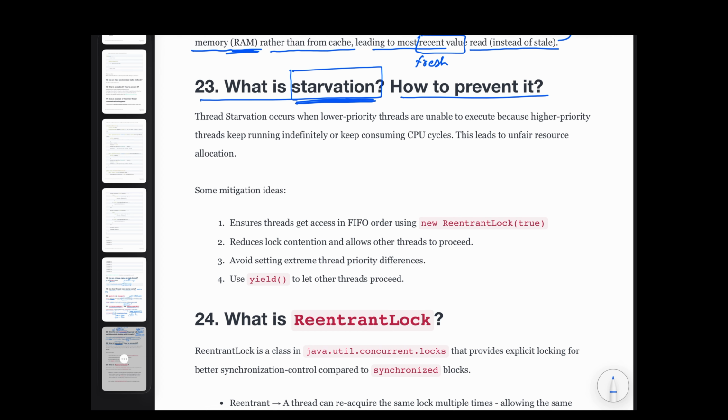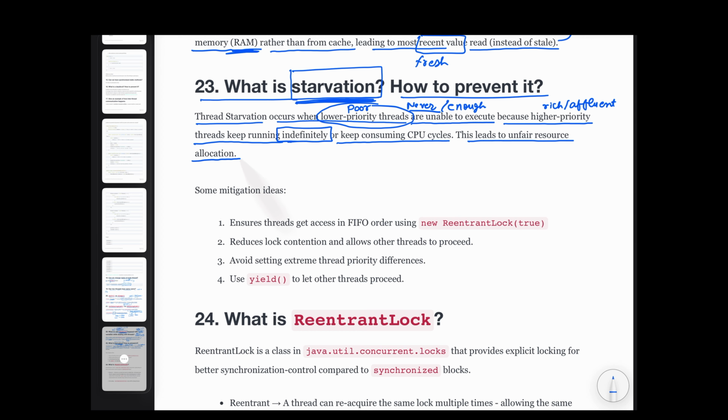Now, in the terminology of threads, the similar concept applies. So thread starvation occurs when lower priority threads, that means poor threads, for example, are unable to execute because higher priority threads keep running. Higher priority is rich or affluent people. They keep running and keep using the resources indefinitely. That means these lower priority threads never get the chance or do not get enough resources to run, while the others keep consuming CPU cycles. This leads to unfair resource allocation. So basically, some higher priority threads keep some resources busy so that lower priority threads cannot proceed.